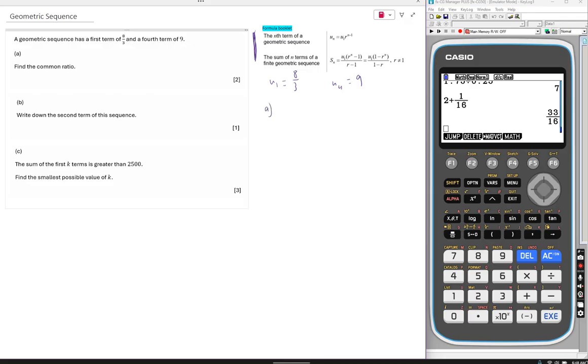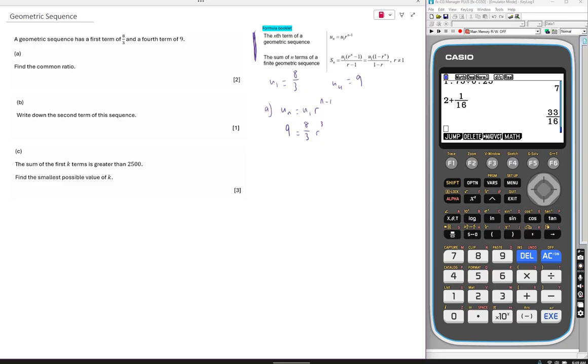Part A says find the common ratio. So for part A, we're going to use the top equation, Un equals U1 times the ratio to the power of n minus 1. Now let's sub in the things that we know. U1 is 8 over 3 and U4 is 9. So for Un, I'm going to put 9, times r to the power of n. n is going to be 4. So 4 minus 1, I'm going to rub that out and just put 3 straight away.